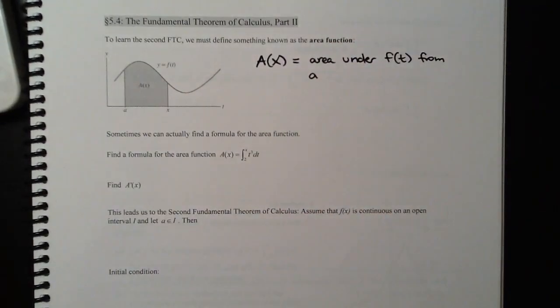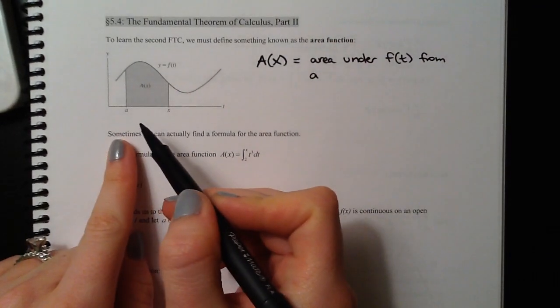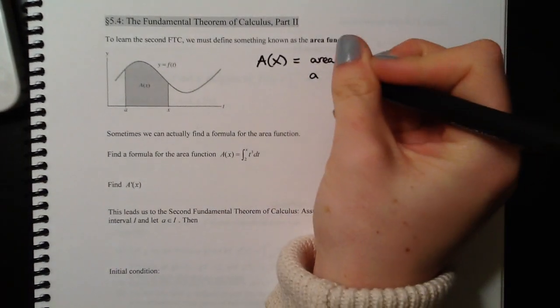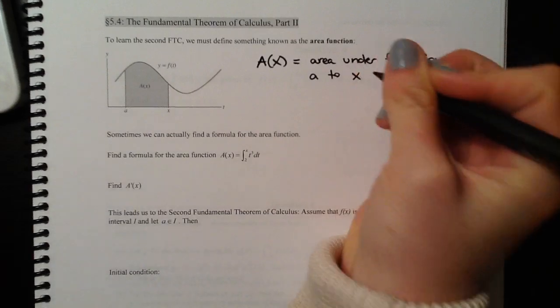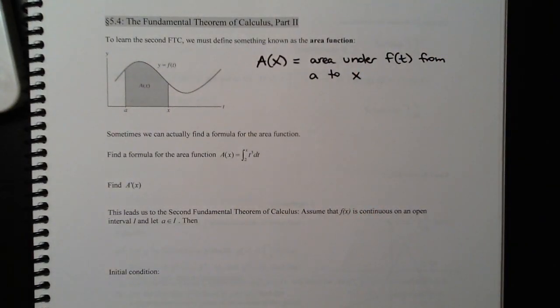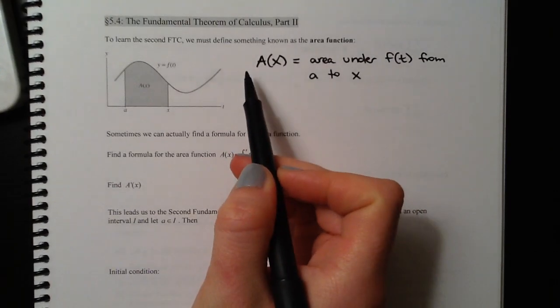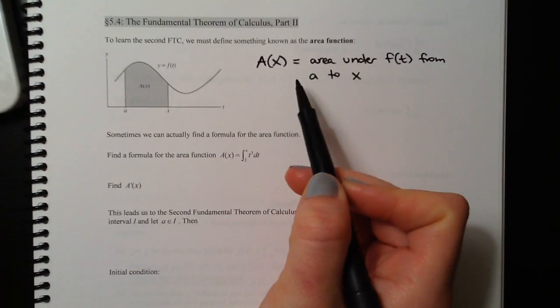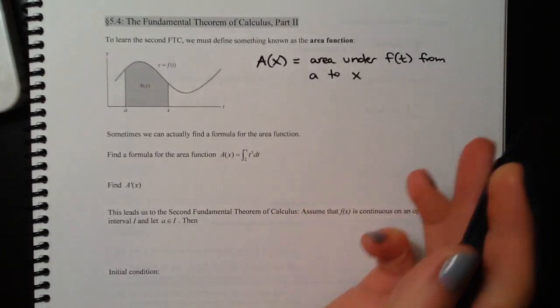from a. So now here's the part that makes it a function. a is a fixed point. It could be 2, it could be 7, it could be fixed anywhere we want. So it's the area from a to x. Now x is a variable. So a is a fixed number, x is a variable, and that's what makes this a function. So if I said A of 3, it would be the area from a to 3. And again, a is some fixed number there.